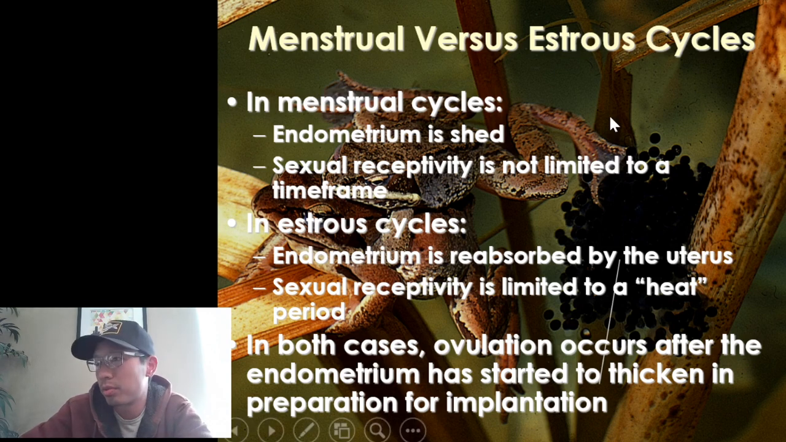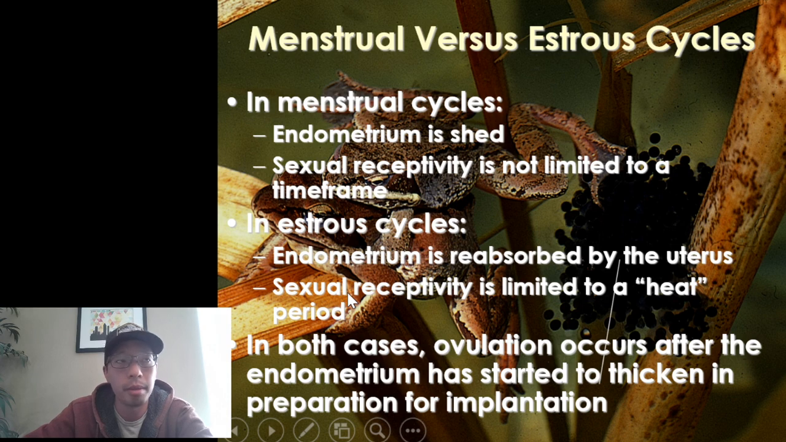So this sentence here is kind of misleading, because sexual receptivity is limited to a time frame, because you can't always get pregnant. That's what confused me. What we're comparing this with is other mammals that go through the estrous cycle. Humans go through the menstrual cycle, but other animals, like a dog that goes into heat, go through an estrous cycle. The difference is with sexual receptivity: a dog is not going to be receptive to sexual activity every single month like a human is. That's what we mean by a limited time frame.